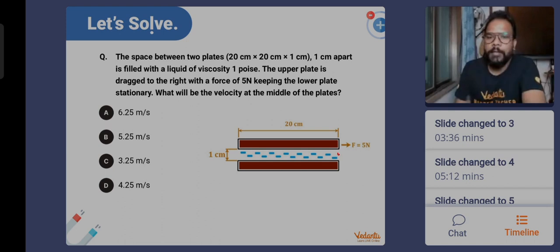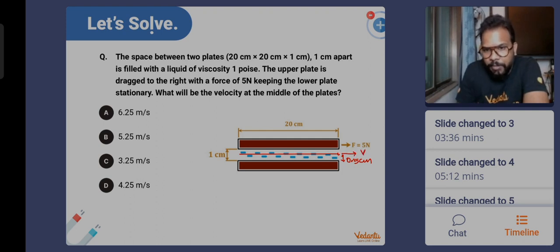You are trying to find out the velocity of the middle layer over here. There will be a middle layer, and its height is 0.5 centimeter. How much is the velocity of this layer? We want to find that out. We know the value of the force which is acting, and we want to find the value of this velocity. So we'll go by the formula only.